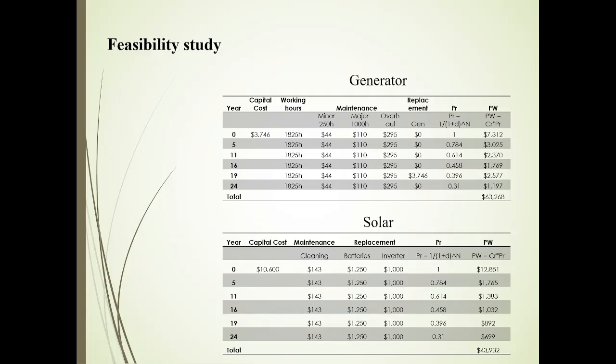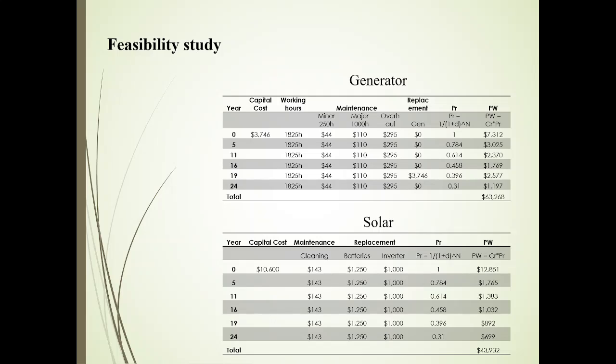The future cost of the lifespan of the project will be converted to the present worth cost. So for the generator system, it is $63,268, while for the solar system, the capital cost is $10,600. It is almost 3 times the capital cost of the generator, but the maintenance is too low compared to the generator, as it's only for cleaning.